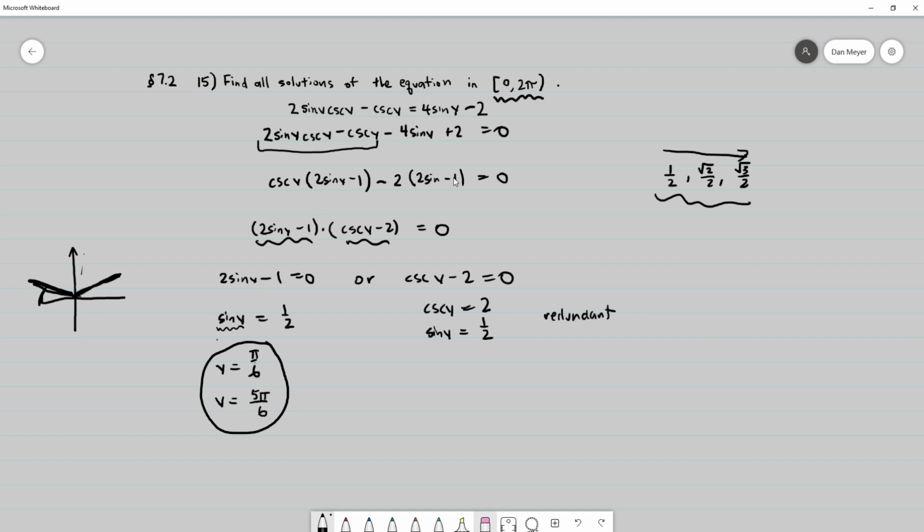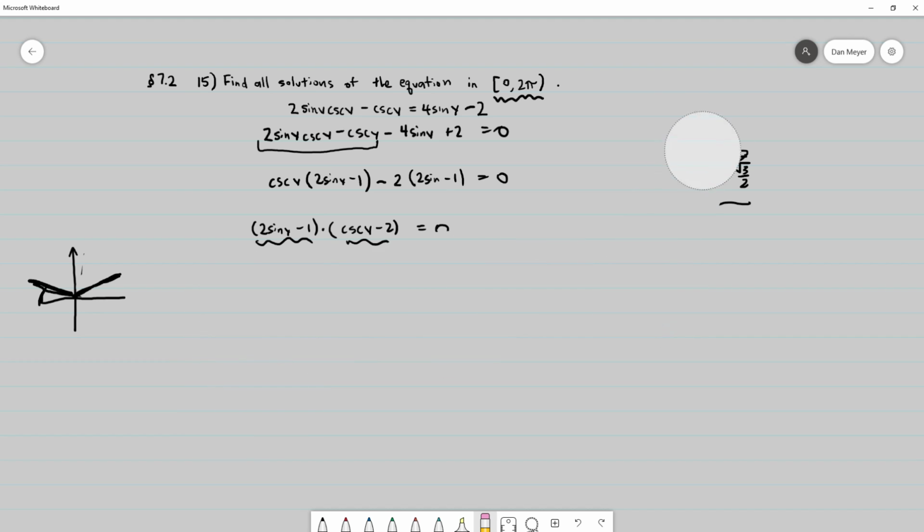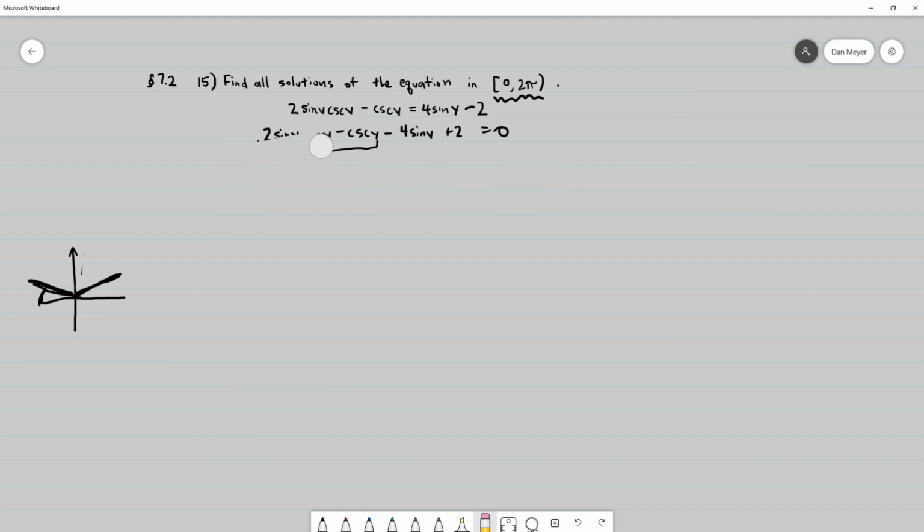All right, now the way that I initially saw to solve this equation, go ahead and erase it. It's nice when it's on the video that I can erase things because you all can just rewind and pause. My initial thoughts when I saw this equation was just to turn all the cosecants into 1 over sine. We can use a reciprocal identity. So 2 sine v times 1 over sine v minus 1 over sine v is equal to 4 sine v minus 2. And then we have kind of a rational equation.